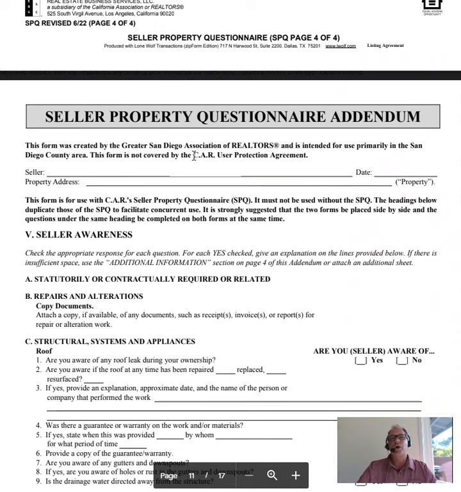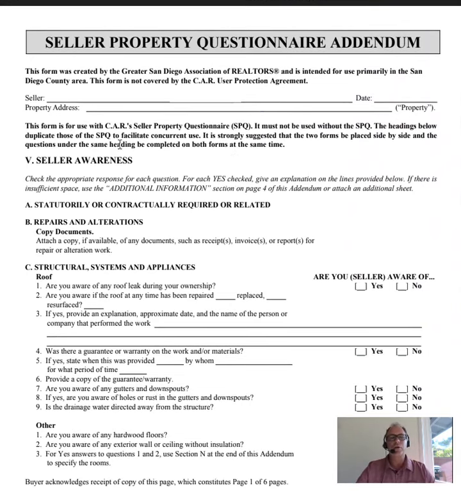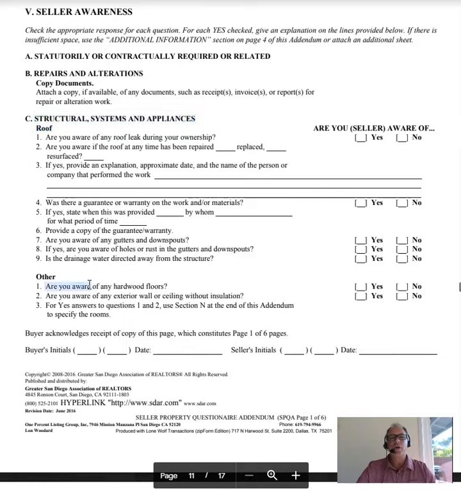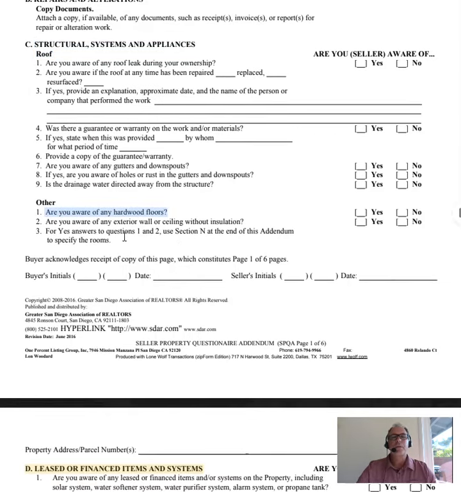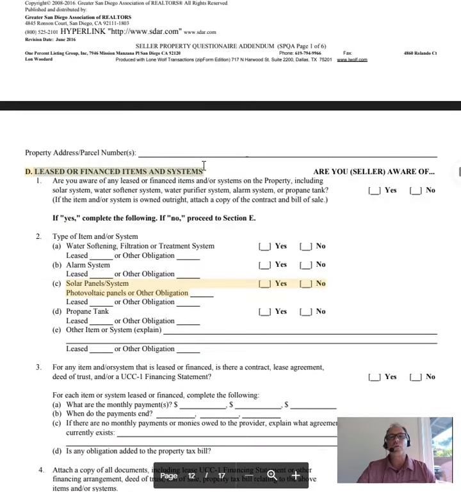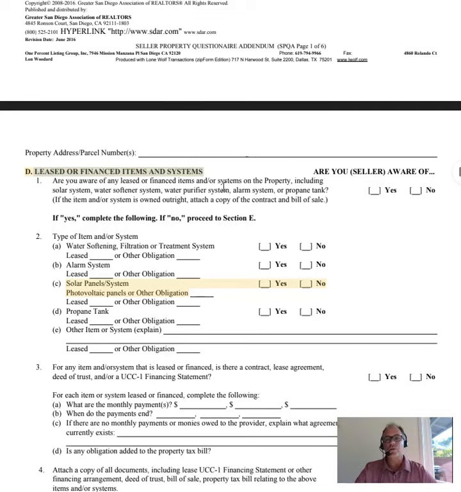The seller property questionnaire addendum is an extension of the form we just went through, and it goes a little bit deeper. Any issues with the roof? Do you have hardwood floors under the carpet? There's a series of questions. This is another one, and I think they added this for solar systems, because solar systems are quite confusing sometimes. Lease or financed items and systems, and it has solar panels in here.